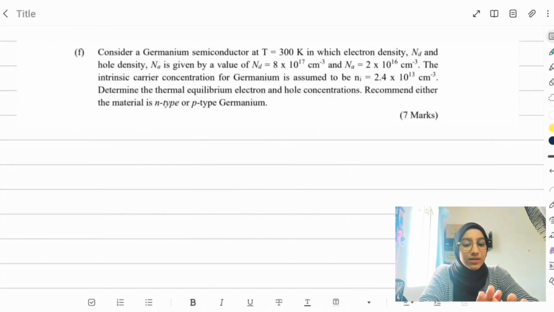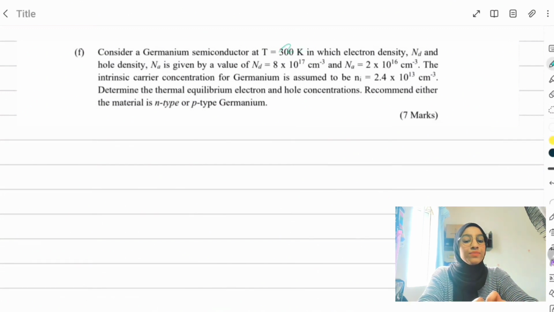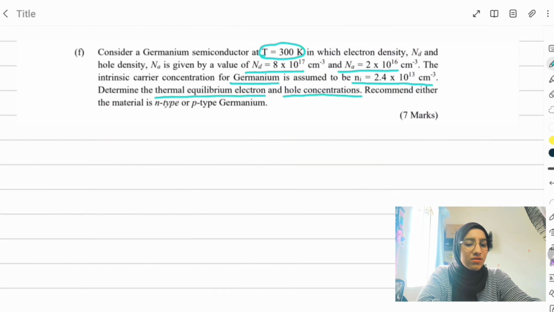222010883. So today I'll be explaining a question regarding my topic, which is thermal equilibrium electron and hole concentration. Consider a germanium semiconductor at temperature equal to 300K, in which the electron density Nd is given as 8 times 10 power 17 and Na is 2 times 10 power 16. The intrinsic carrier concentration for germanium is 2.4 times 10 power 30.